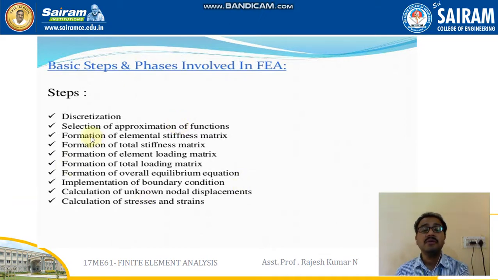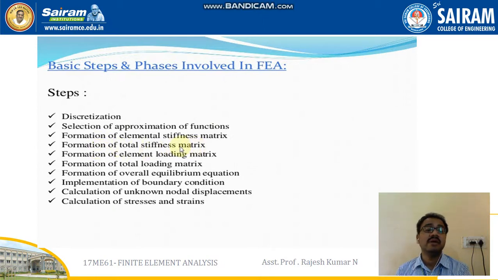The next one is formation of the elemental stiffness matrix. If I am talking about structural analysis, first we should know what type of elements I will be using: 1D elements, 2D elements, 3D elements, or axisymmetric elements. Accordingly, I will derive the stiffness matrix for that particular element and write the element stiffness matrix. The next step is formation of the total stiffness matrix.